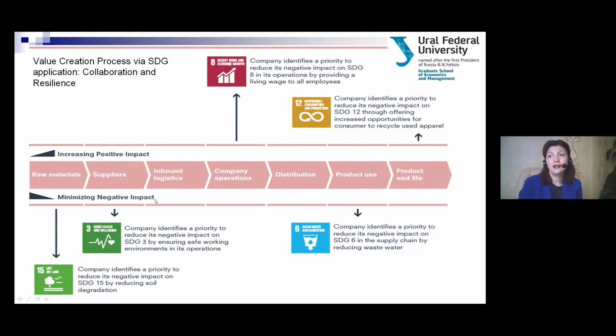Even if we take Bashkirian soda company or world-known cases like Volkswagen, for them it's important to minimize negative impact and also think of a strategy how to increase positive impact. It's very interesting fundamental thing for research. So this is how they work and create global value chain. So they work with raw materials, and here they decide that their priority is to reduce its negative impact on SDG 15 by reducing soil degradation, for example.